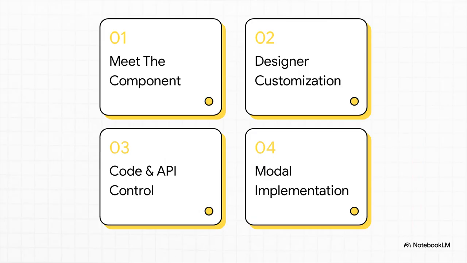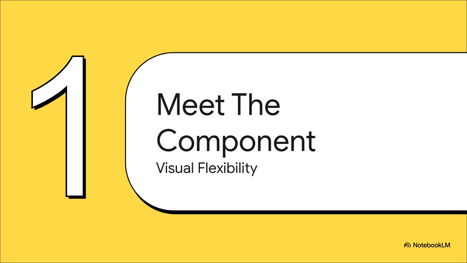Here is our roadmap for today. First, we'll meet the Daisy color wheel. Then we'll look at customizing it in the designer. After that, we're controlling colors with code. And finally, we'll wrap up with a real-world modal implementation. All right, let's jump right into part one. Meet the Daisy color wheel.